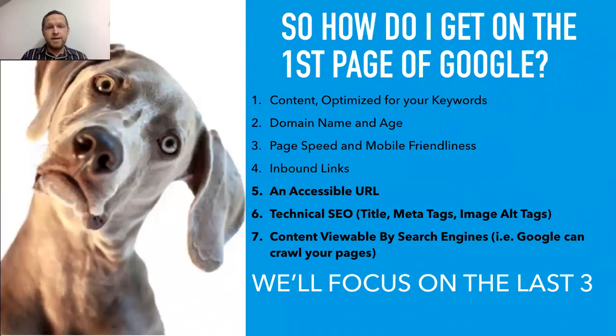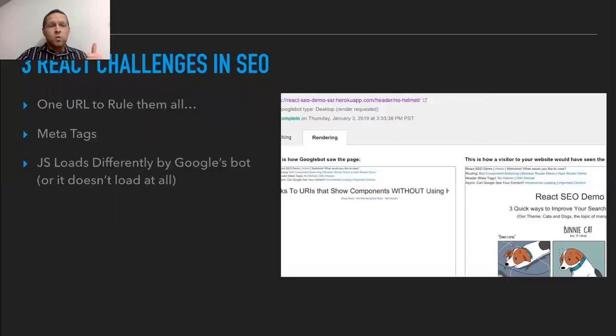Well, number 1 is content, good content, great app, something that people want to come back to. But I'm already assuming that you created that. You just want to make sure that people can find it. We are going to be focusing on an accessible URL, technical SEO, and content that's viewable by search engines. So what are these 3 React challenges?